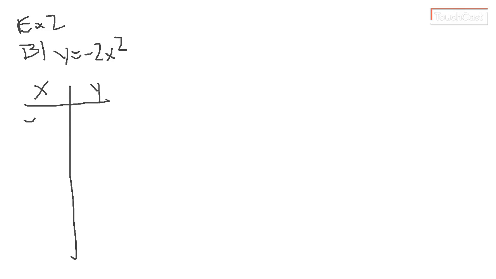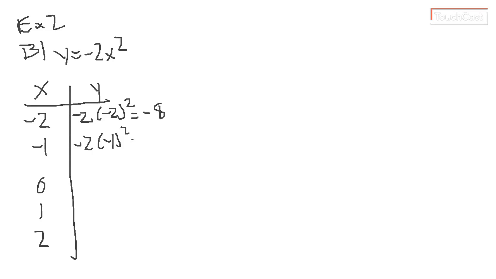And I'm going to use the same x values, negative 2, negative 1, 0, 1, and 2. Now I'm going to plug those in. So if I have negative 2 times negative 2 squared, well, we know negative 2 squared is 4, and 4 times negative 2 is negative 8. So we're going to keep going. Negative 2 times negative 1 squared. Negative 1 squared is 1. 1 times negative 2 is negative 2.